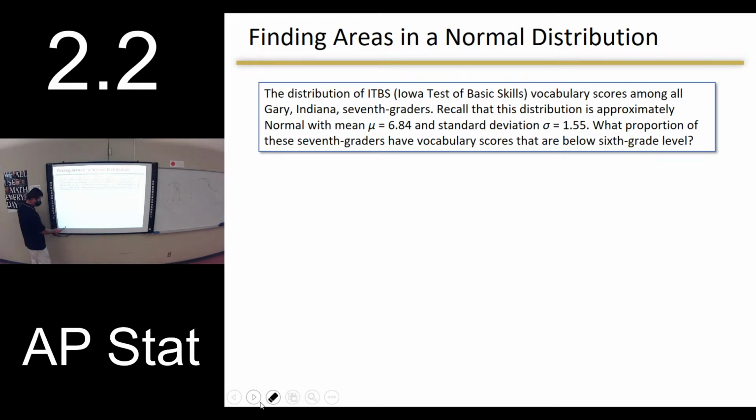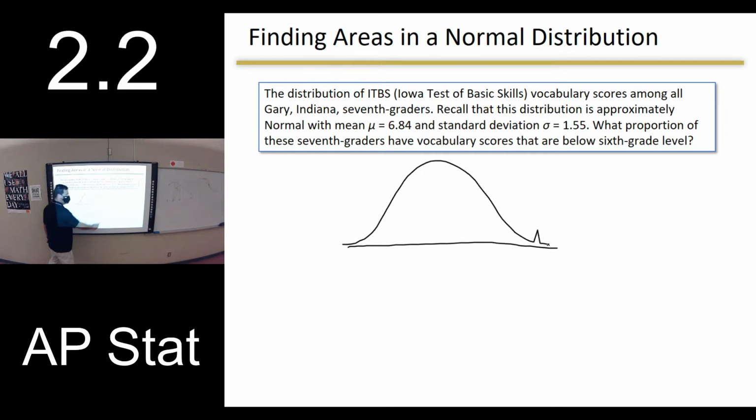The distribution of ITBS, Iowa Test of Basic Skills. I think we used to take this one actually. Vocabulary scores among Gary, Indiana 7th graders. Recall that this distribution is approximately normal. Boom, I'm going to draw it right then as soon as it says that. I'm going to draw it approximately normal. I'm not going to try to put that little hiccup in it. With a mean of 6.84. Standard deviation of 1.55.